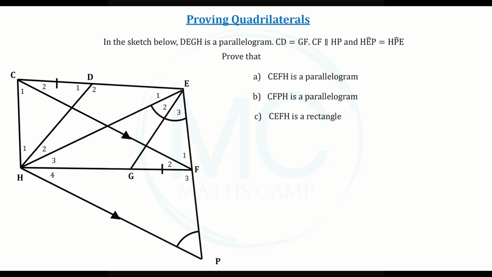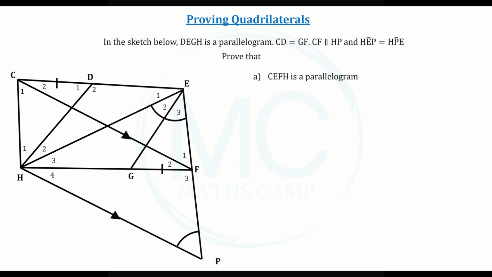In the sketch below, DEGH is a parallelogram. CD is equal to GF. CF is parallel to HP, and angle HEP is equal to angle HPE. Prove that A, CEFH is a parallelogram, B, CFPH is a parallelogram, and C, CEFH is a rectangle. Let's start with part A.